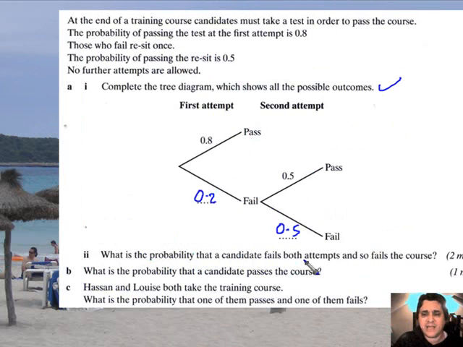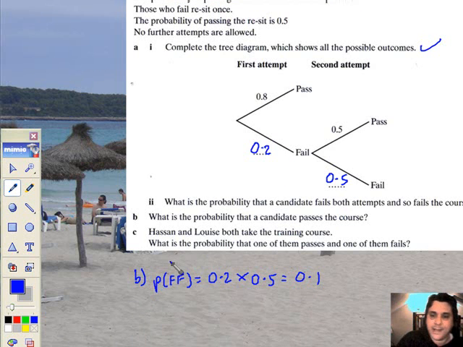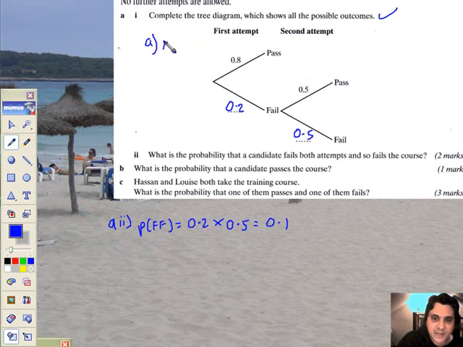What is the probability that a candidate fails both attempts and so fails the course? Okay, so looking at the probability of a fail followed by a fail, which is 0.2, followed by failing again. Well, that is 0.1. Half of 0.2 is 0.1. That's done. Now that's A sorted. What is the probability? Yeah, done. Sorry, that was in fact A part 2. Oops, silly me. So that's A2 and that's A1.